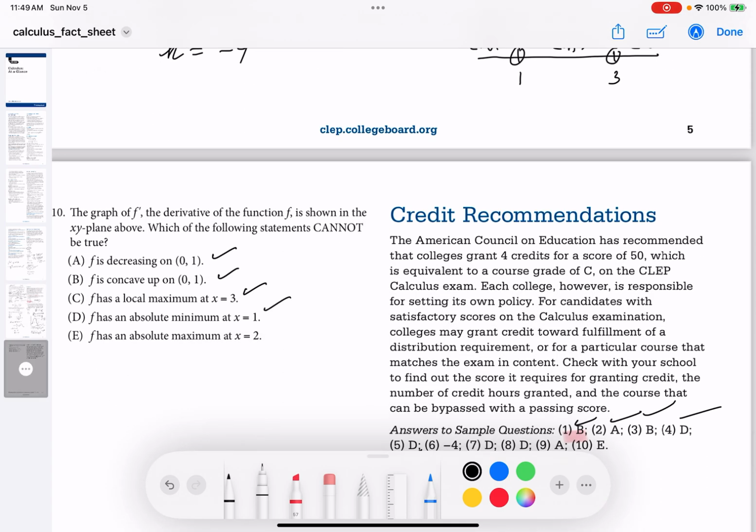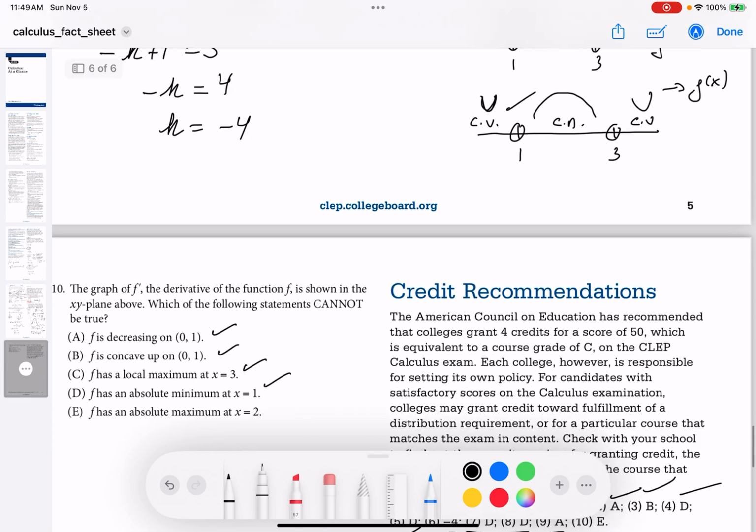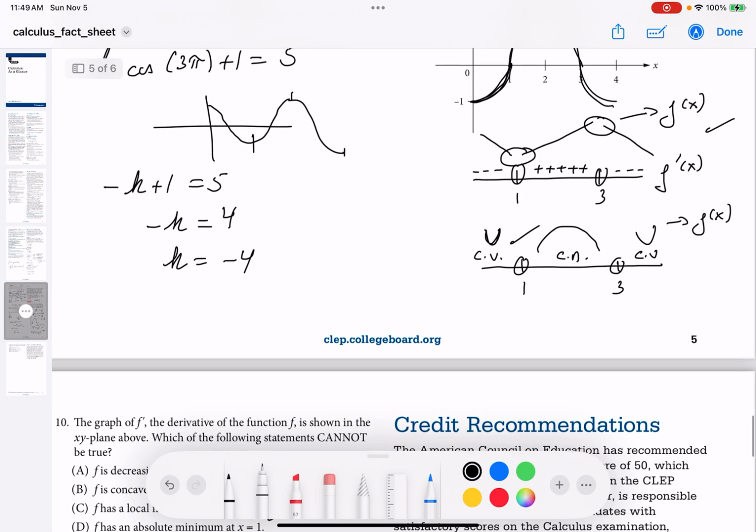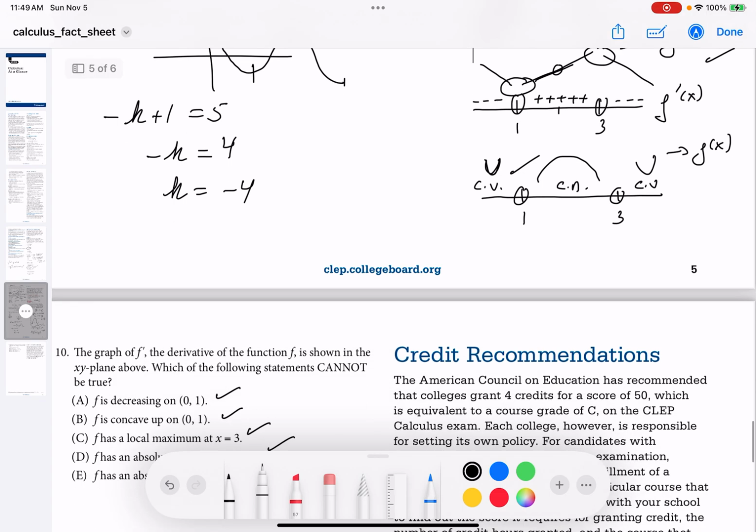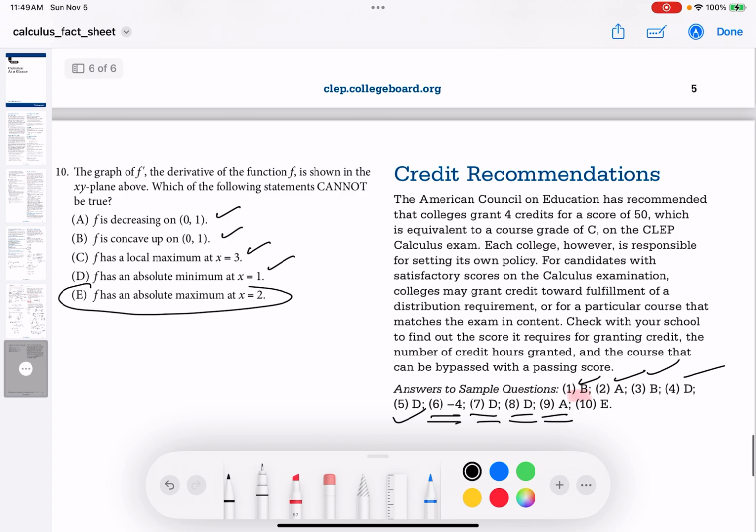Well, I'm running out of choices, by the way. f has an absolute maximum at 2. Well, let's see what happens. And that's not possible, by the way, because at 2, this thing is increasing on that. So this is not true. So E is the only choice that's not true. Let's take a look at the answer key, and I'm seeing that. We're done. Thank you.